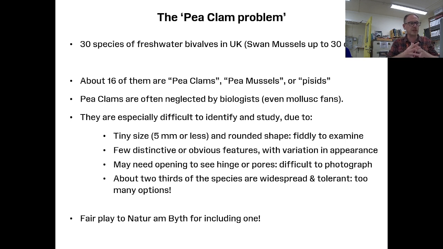We've got about 30 species of freshwater bivalves in Britain. The swan mussels are big enough to hold a pint. They're about 30 centimetres long, but the smallest of them are these pea clams. There are about 16 species, and they're often neglected by biologists, even those who already like molluscs.